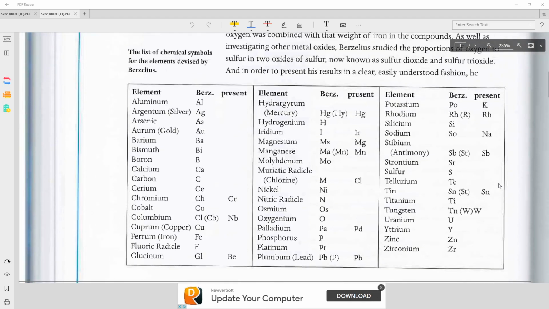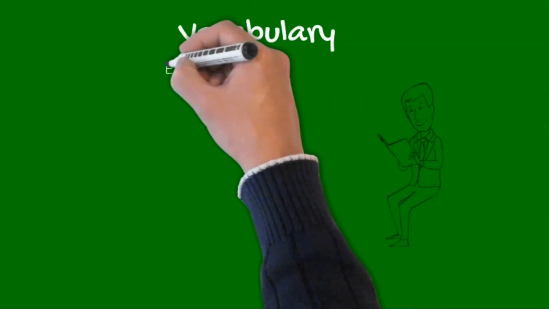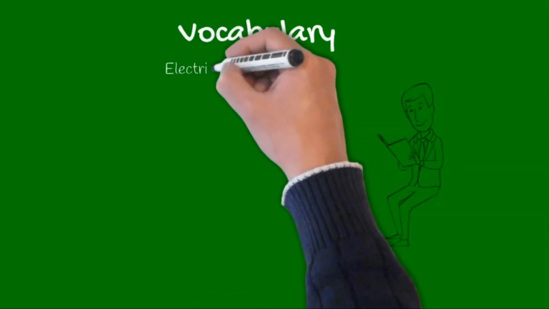So here's the table of atomic weights. Well, this is actually the list of chemical symbols. Okay. To the vocabulary section. Not too many words today. Thank goodness.